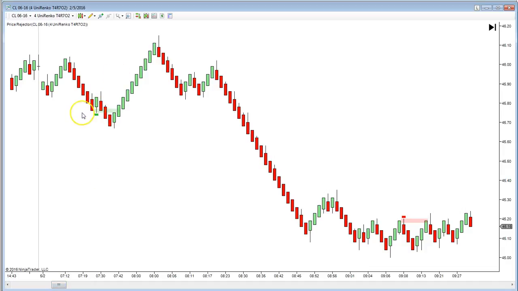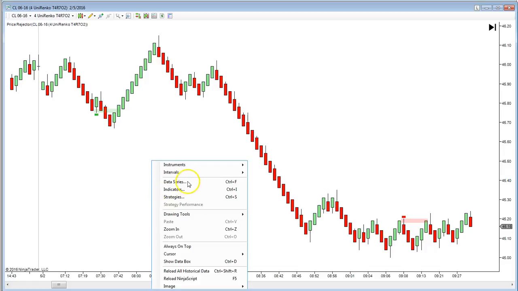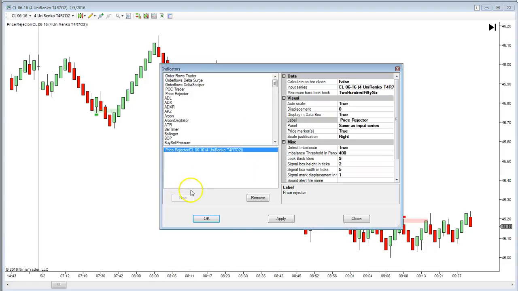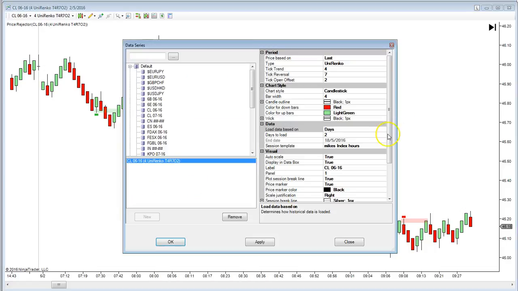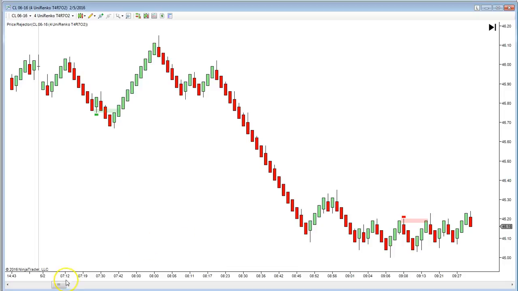Okay, this chart, I think I have it set as what I call my Mike's index hours, which is basically 7 in the morning until I think 4 o'clock Chicago, 7 in the morning Chicago time till 4 p.m. Basically the main index hours in the U.S.